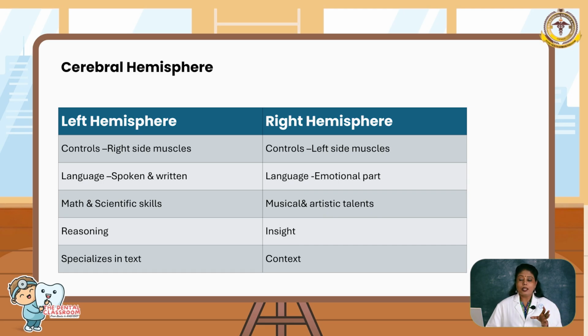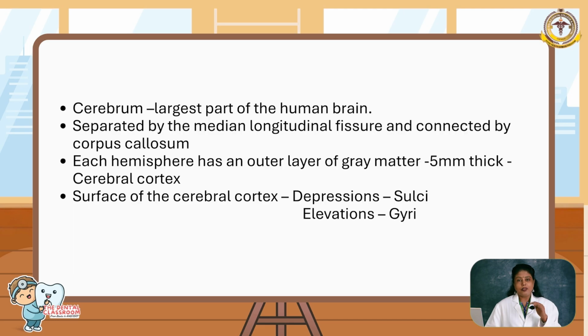And cerebrum is the largest part of the human brain. It is separated by the median longitudinal fissure and connected by corpus callosum. Each hemisphere has an outer grey matter which is around 5 mm thick. It is called the cerebral cortex. And if you see the anatomy of the cerebral cortex, we have elevations and depressions. Elevations are called as gyri and depressions are called as sulci.